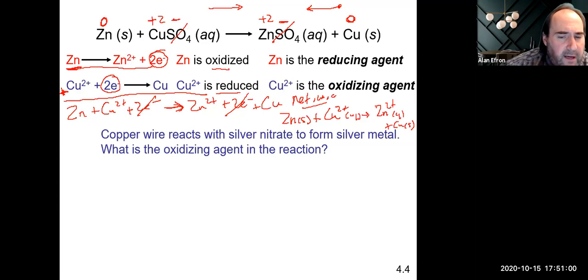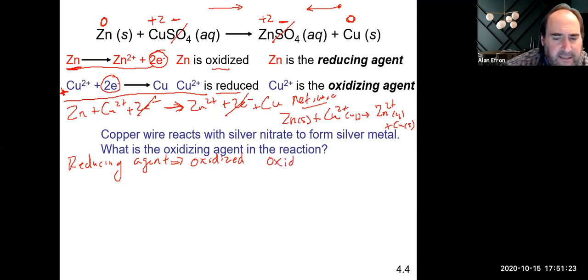Now, when we talk about reducing agents and oxidizing agents, they are opposite of the name. So what I mean by that is the reducing agent is the thing that actually gets oxidized. So the reducing agent is the substance that goes through oxidation, while the oxidizing agent is the substance that goes through reduction.